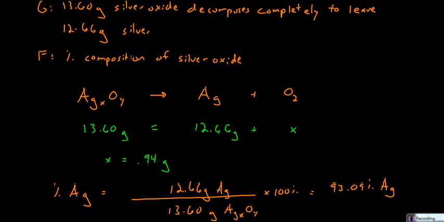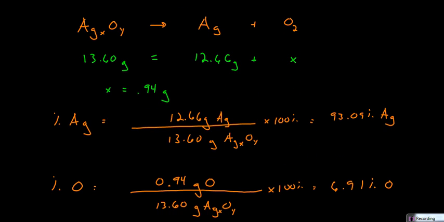So the first part is very simple. The percent silver within the compound is just the mass of silver over the mass of the compound times 100%. But how many grams of oxygen are there? Well, the mass of oxygen is not mentioned. It's not given to you. They give you the mass of the compound, they give you the mass of silver, which is a product, but you do not know the mass of oxygen product, and therefore the mass of oxygen within the original compound.